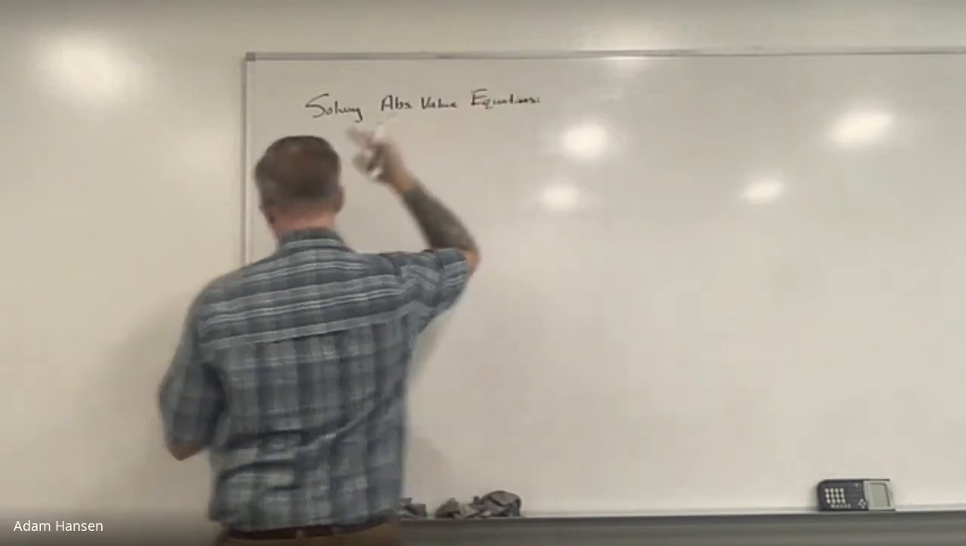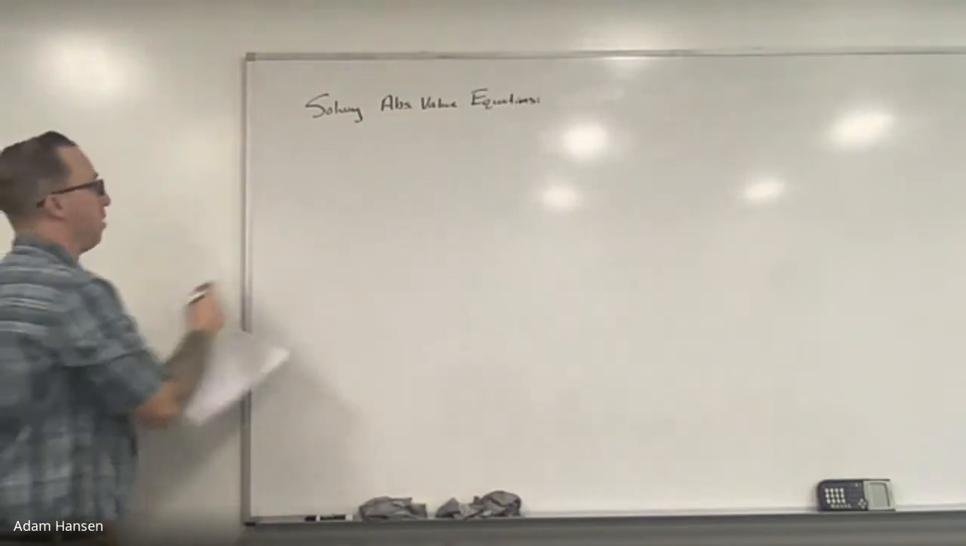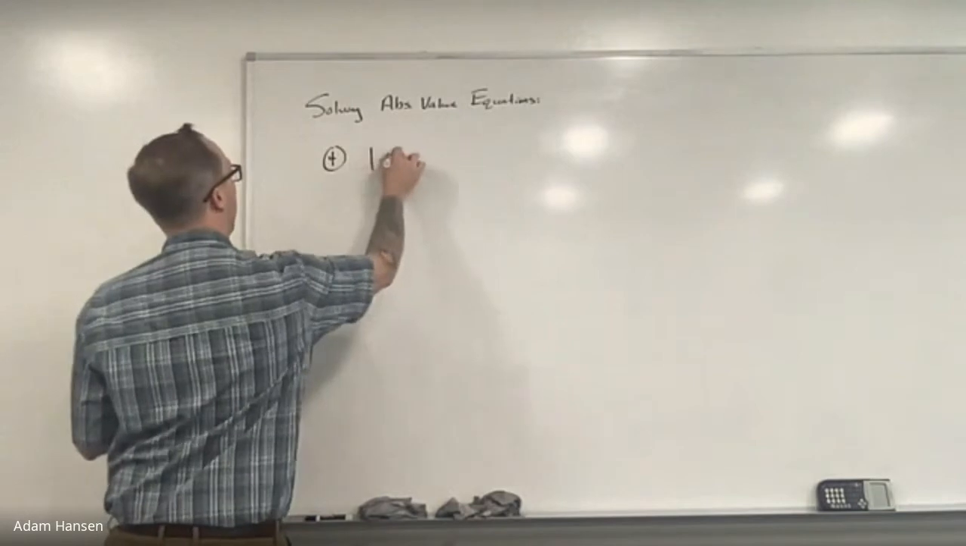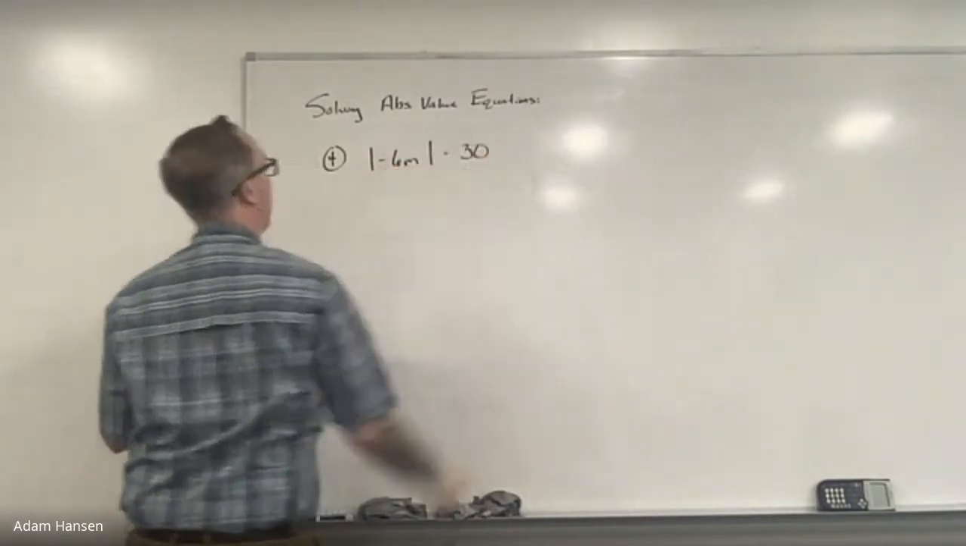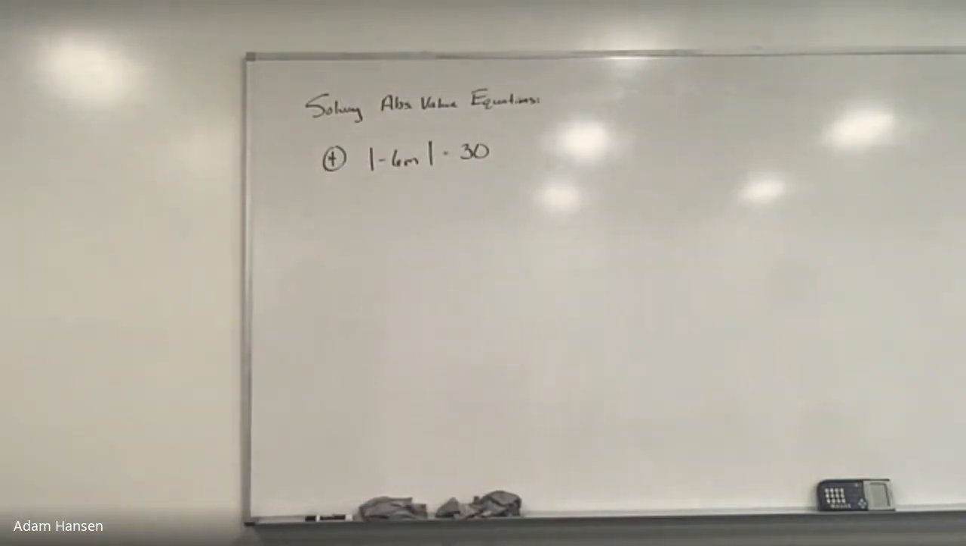We're going to skip around a little bit just to get a few different varieties of equations for us to solve together. So let's turn to number 4. The absolute value of negative 6m equals 30. I want to find the correct m value for my solutions.